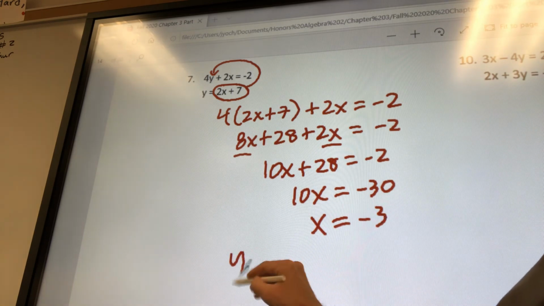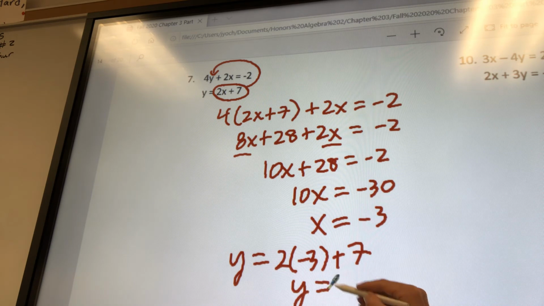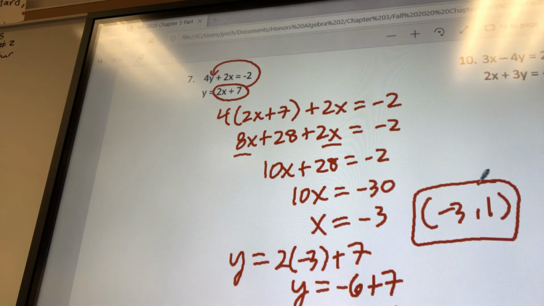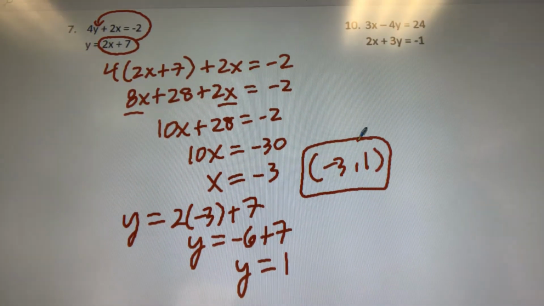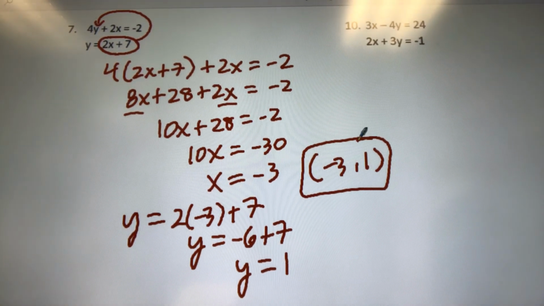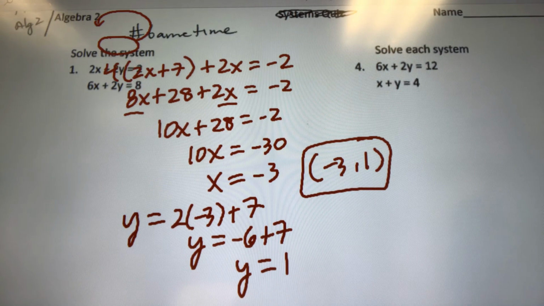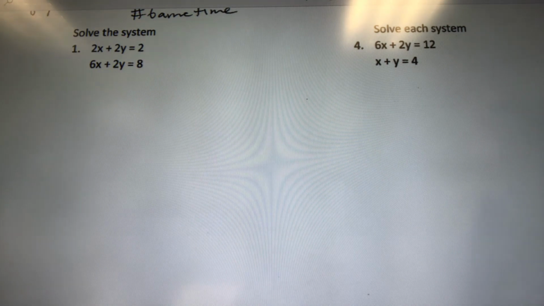Then I'm going to plug that in. y equals 2 times x plus 7. y is a negative 6 plus 7. y is 1. You got negative 3, 1. Negative 3, 1. All right, make sure you can see all that. So that's pretty good on page 10. You can maybe wait for the rest there. Then we'll talk about a few here on 11.